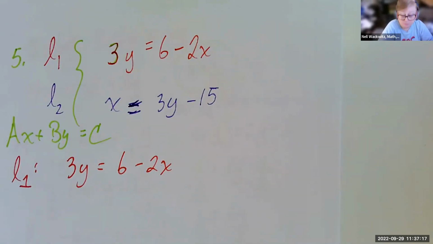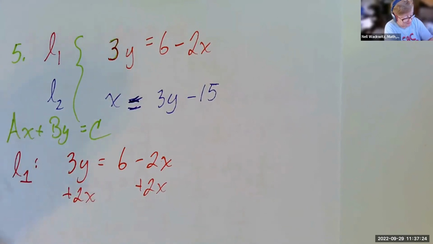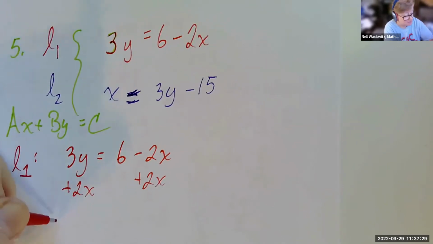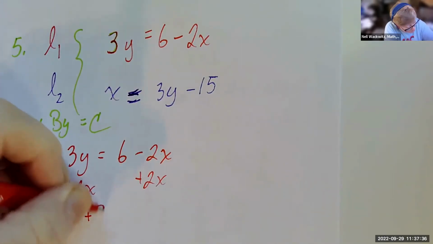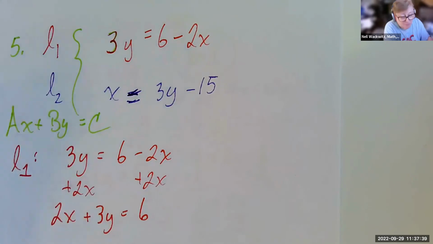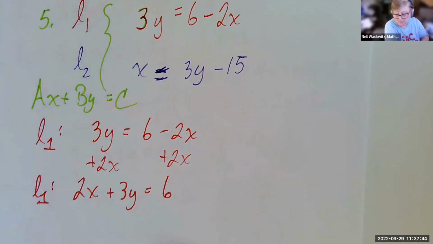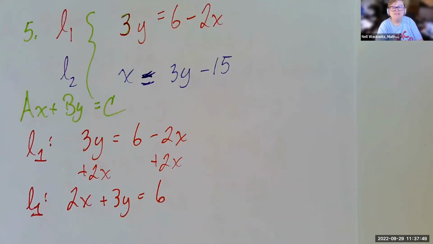What can we do? We're going to add 2x to each side. Excellent. And why am I writing the 2x first? Because that comes first in standard form. Exactly right. So 2x plus 3y equals 6. So that's in standard form. That's line 1, then line 2.